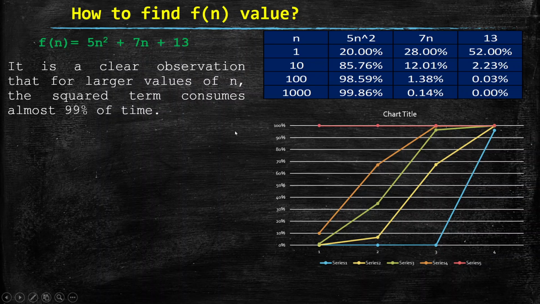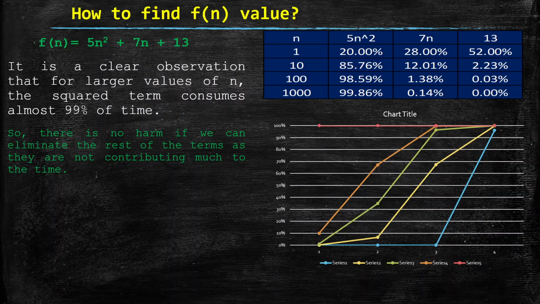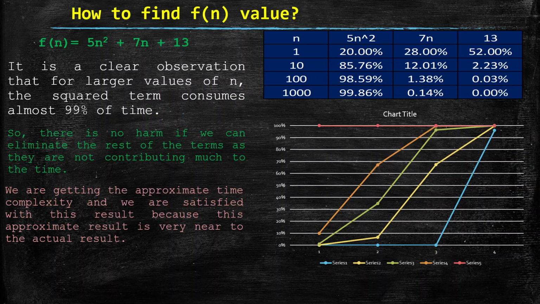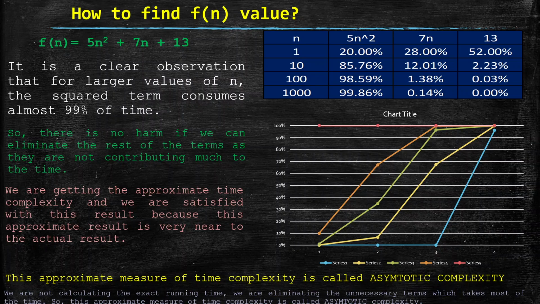Sometimes in our daily life, in real life also, we should choose according to our situation. In some cases, although it takes time at first, as the size increases it reduces the time, comparatively speaking, though not exactly. So there is no harm in eliminating the rest of the terms, as they are not contributing much to the time. We get an approximate complexity, and we are satisfied with this result because this approximate result is very near to the actual result.